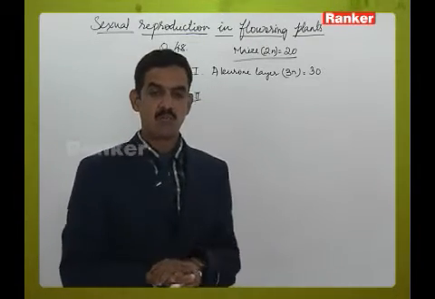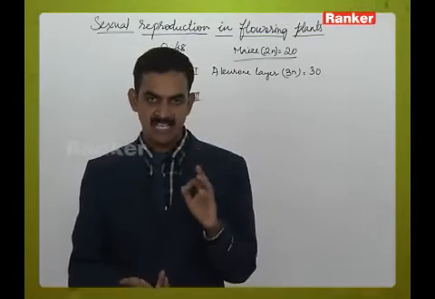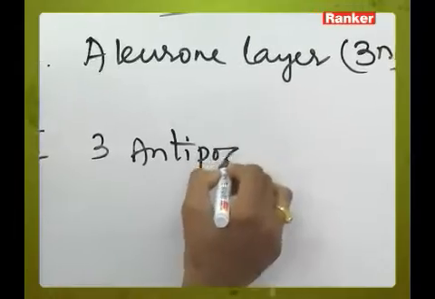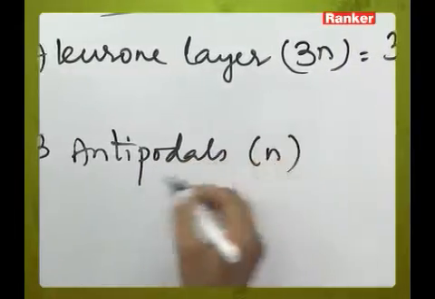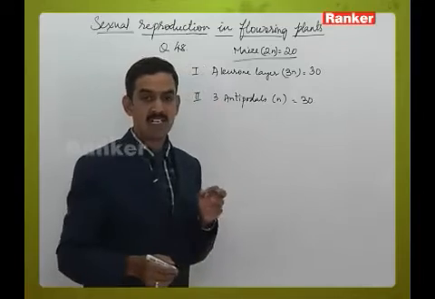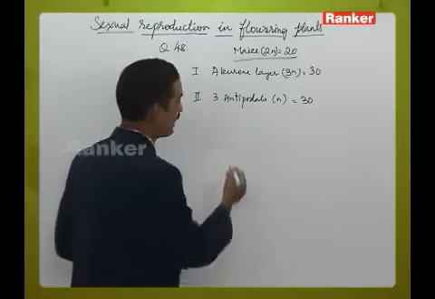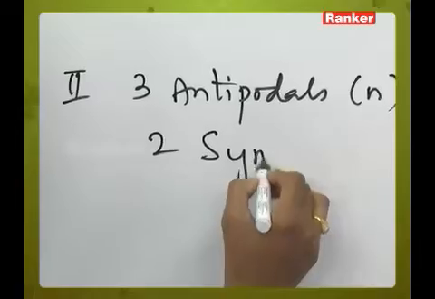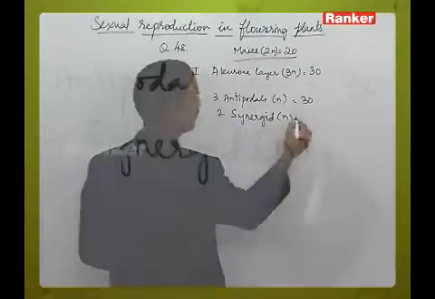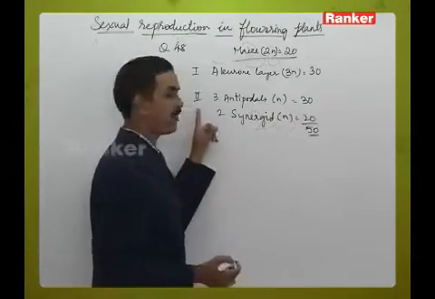Second one is the total number of chromosomes in 3 antipodals. Each antipodal is haploid in condition, so 3 antipodals, each of them haploid, means 3 into n, that is 30 chromosomes, and along with that 2 synergids which develop from the monosporic embryo sac. Each synergid is also haploid in condition, so as 2 synergids are there, it will be 20. So 20 plus 30 comes to 50 for the second option.